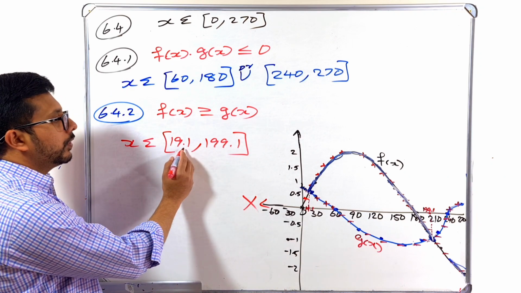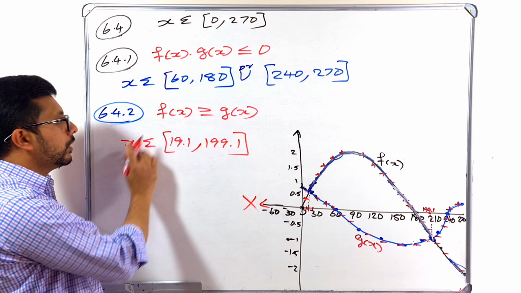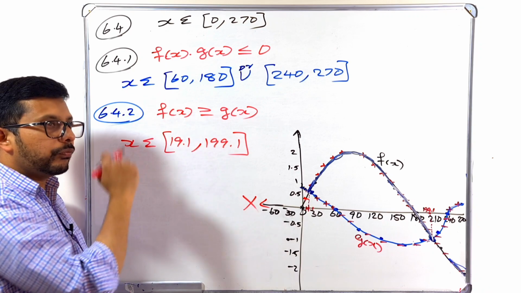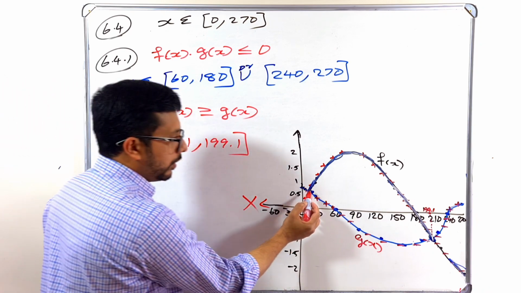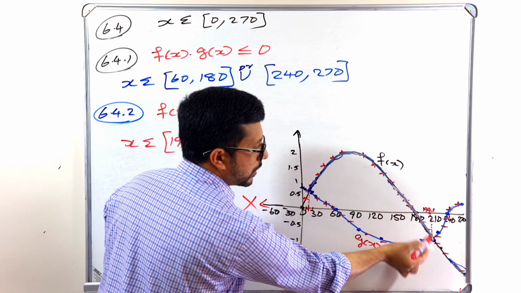X is an element of 19. So at what value of x is this condition true? Okay, so f of x is greater means f of x graph must be on top. So from where to where? So from 19.1 to 199.1, f of x is on top.